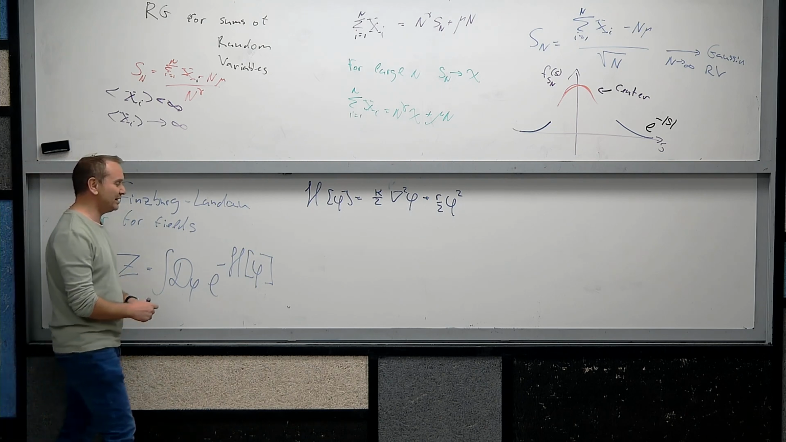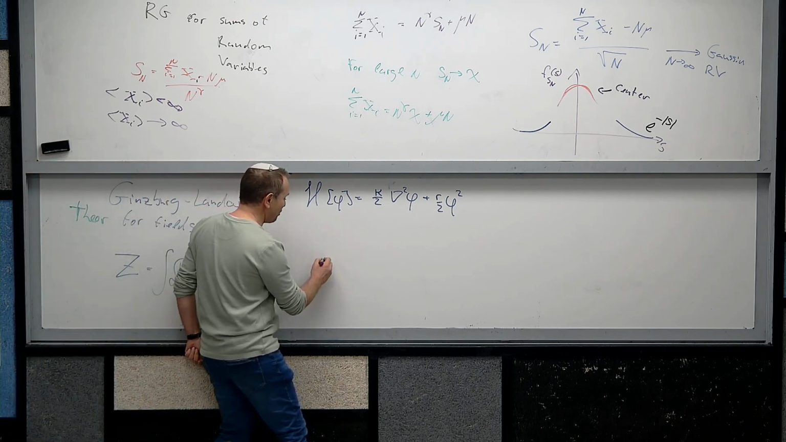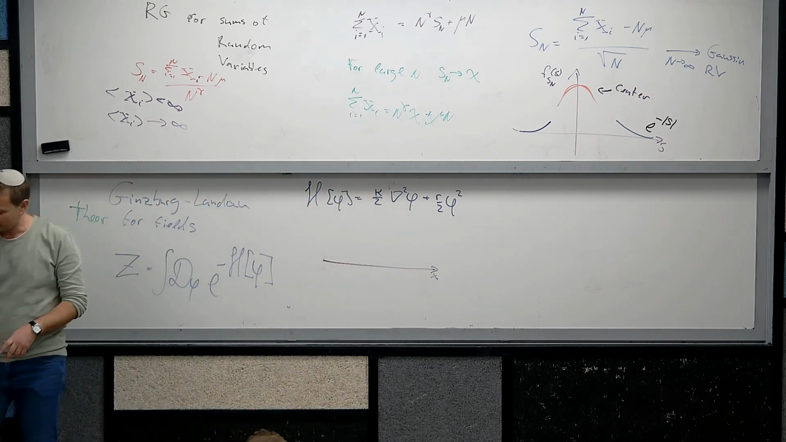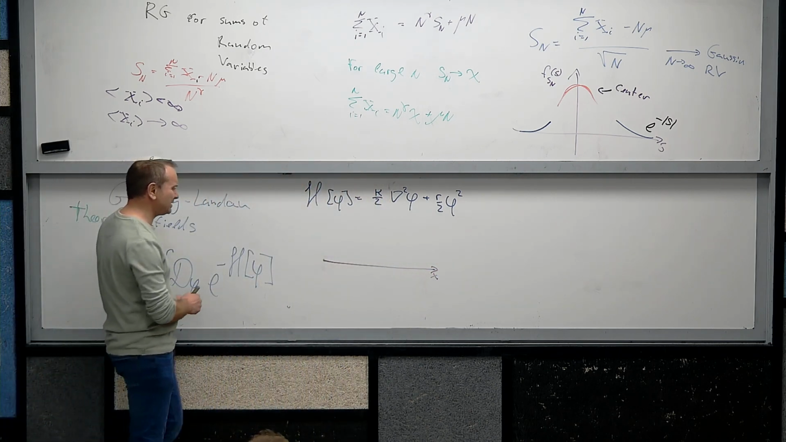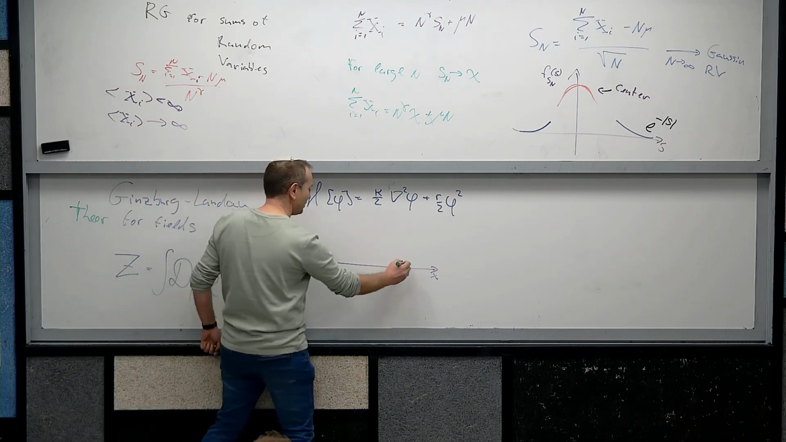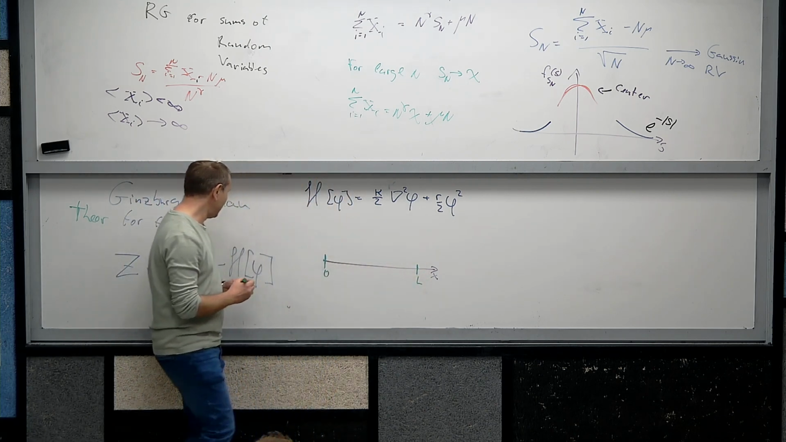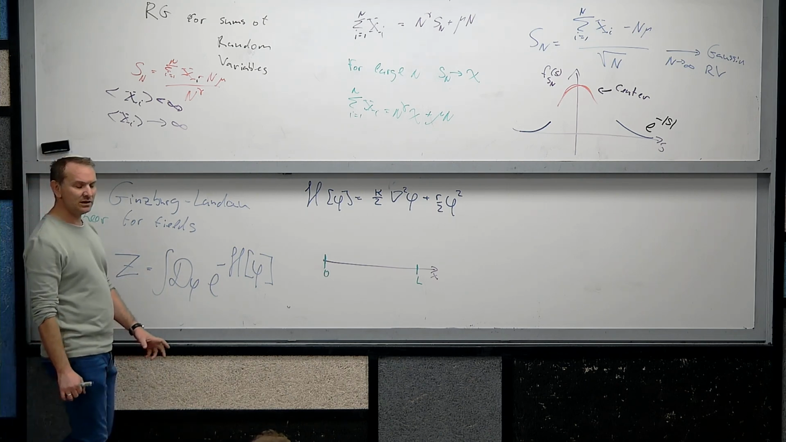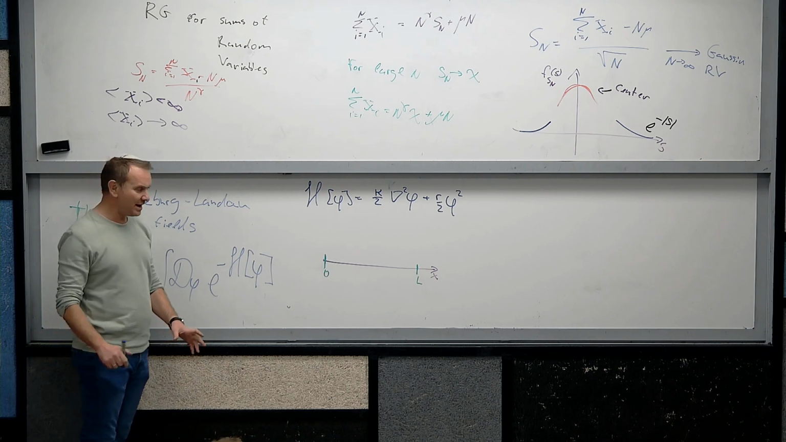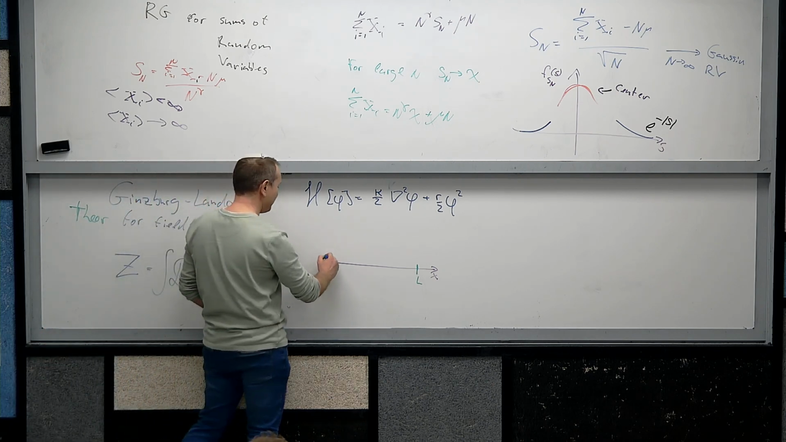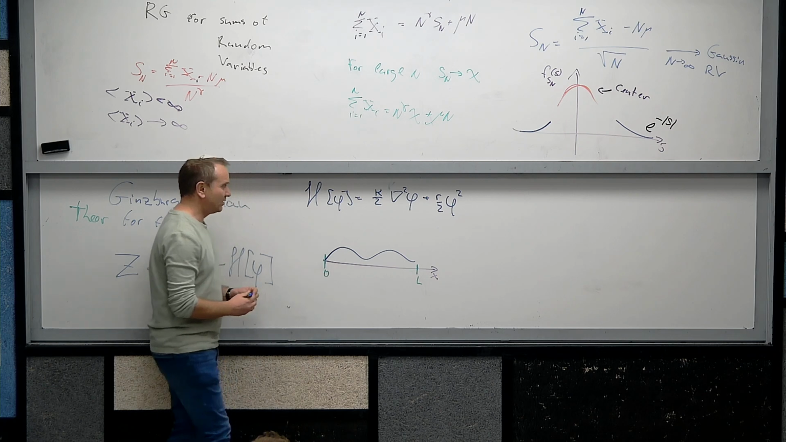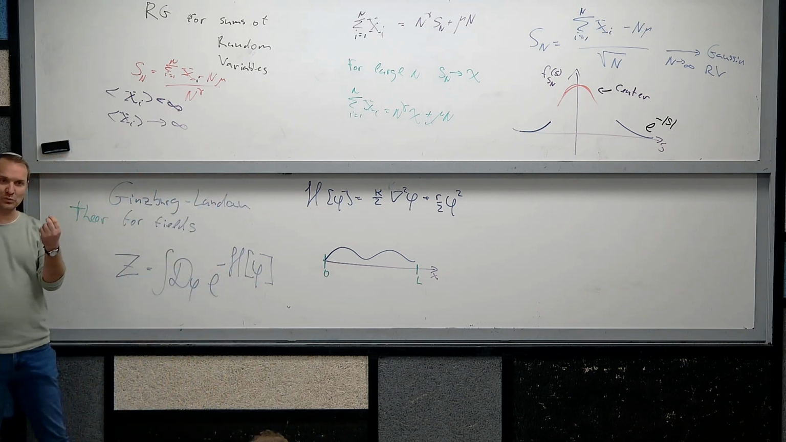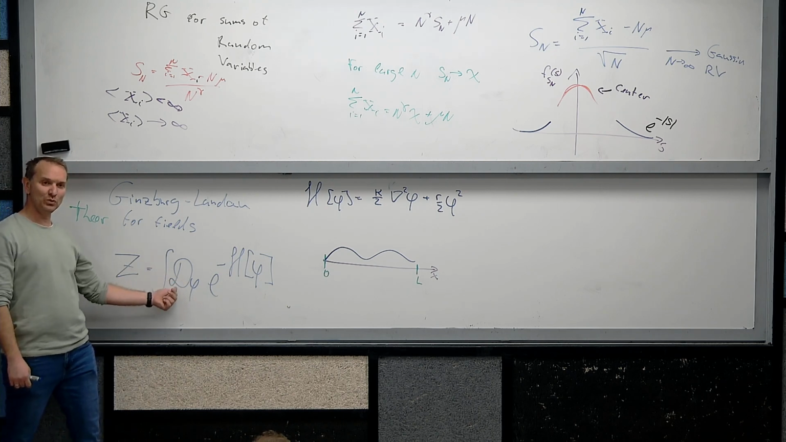This integration basically tells you, for example, if you're operating in 1D, and this is your x, and you have a system which is limited between 0 and L, this functional integration tells you that you have to consider any possible function phi. So you take a phi that looks like this, you plug it into your Hamiltonian, and you produce one single contribution to this integral.